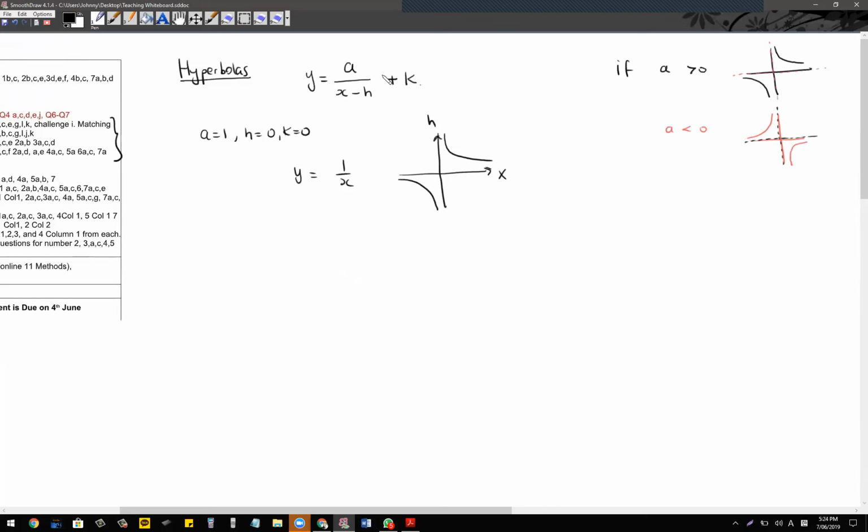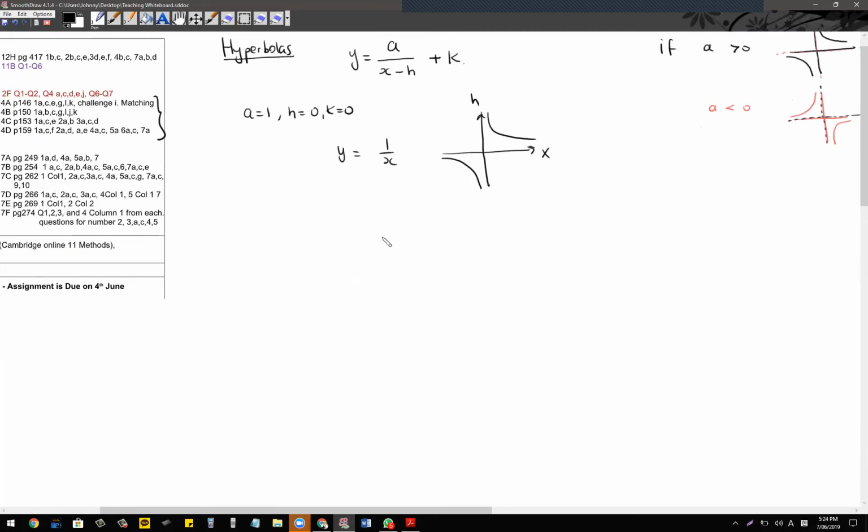Now, h and k represent shifts. So for example, if I want to do y equals 3 over x minus 2, plus 1, how do I draw that? I need to first recognize that a is positive, right? So I need to just pay attention to this one here and this one here. So it is plus 1, so it is elevated up by 1. So that's 1 here. Now it's negative 2. Now when that's negative 2, it is actually going to the right.